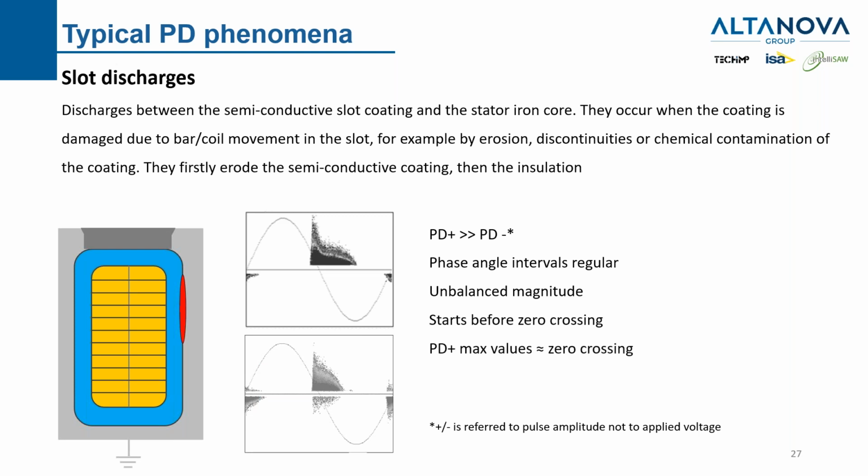And one particular thing is that if you look at the PRPD pattern, it is triangular shaped, but the highest PD values occur close to the zero crossing and not as a regular triangle in the middle of the phase angle range.